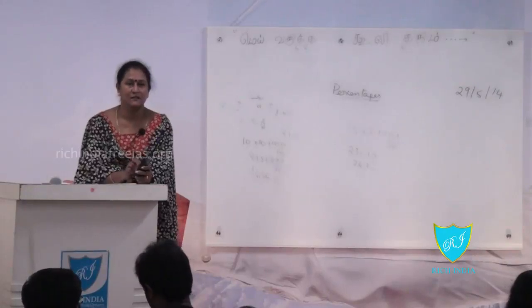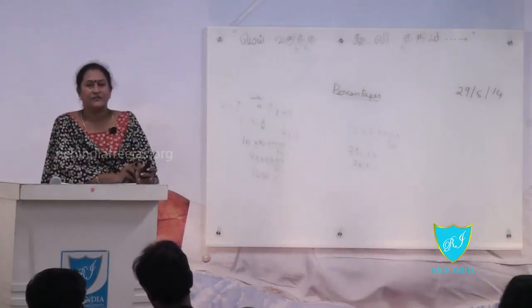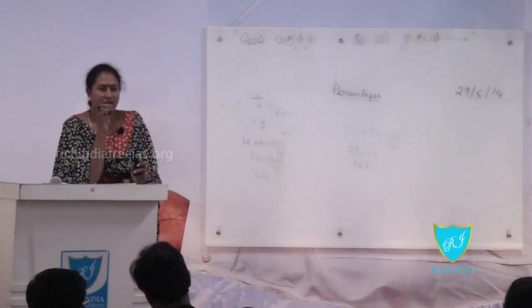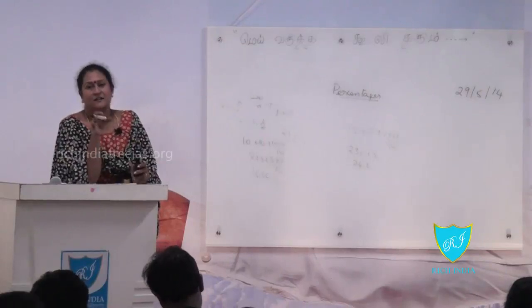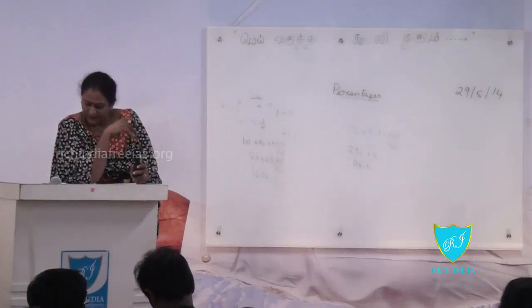Sixth question. That is 50, 20, 50 and 50 plus 20. Then 600. 56% is the single increase.